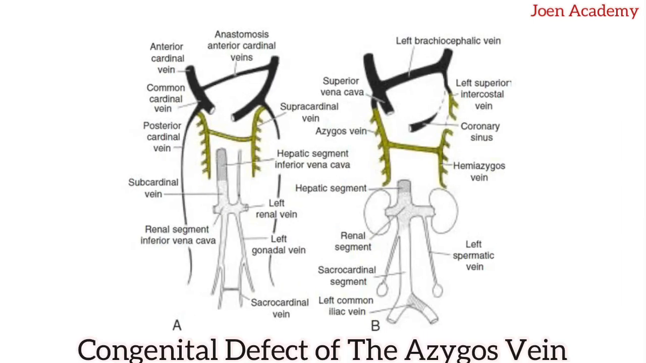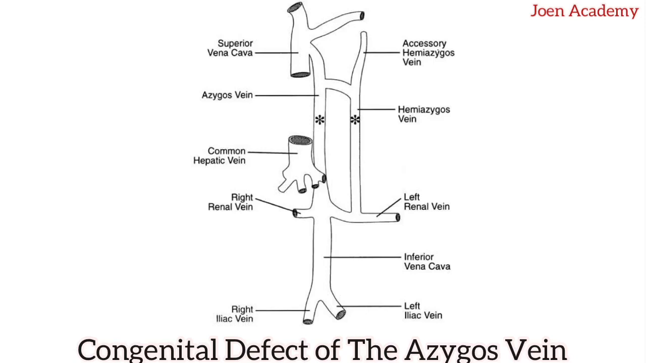Congenital defect is another clinical condition that is associated with the azygos vein. Although we don't see this often, the hepatic portion of the inferior vena cava does not form during embryonic development, and as a result, the inferior vena cava continues as the azygos vein. What we call this is azygos continuation of the inferior vena cava, or you can say that there is absence of the hepatic segment of the inferior vena cava with azygos continuation. To compensate for this congenital abnormality, the azygos vein dilates in order to accommodate the increase in blood flow.